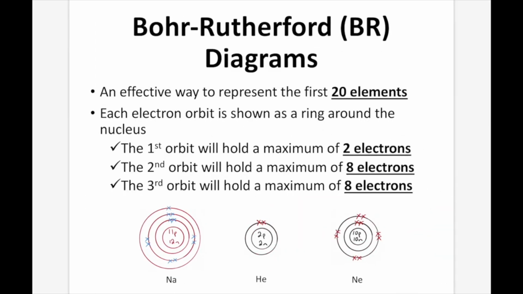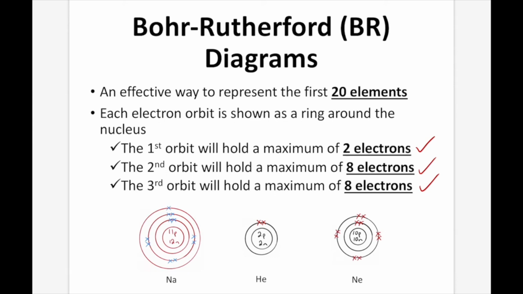And that brings us to our Bohr-Rutherford diagrams, which are an effective way to represent the first 20 elements. Each electron orbit is shown as a ring around the nucleus. The first orbit will hold a maximum of 2 electrons. The second orbit will hold a maximum of 8, and the third will hold a maximum of 8. Now we're only going to do the first 20 elements. So if you have 8 plus 8 plus 2, that's going to be 18. That means that the last orbit can only have a maximum of 2 electrons, based on this theory.